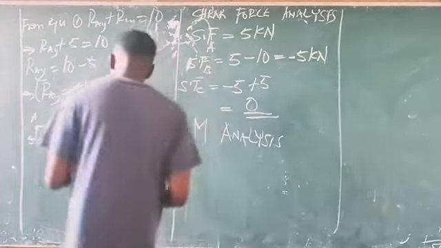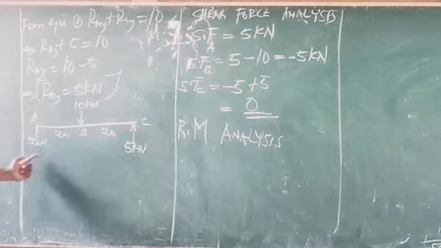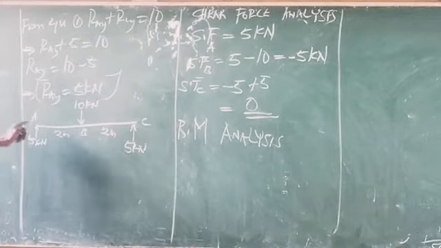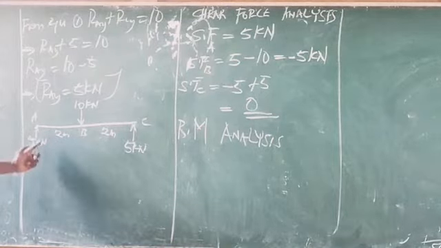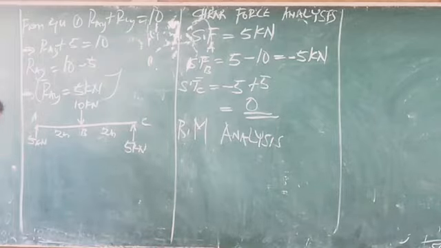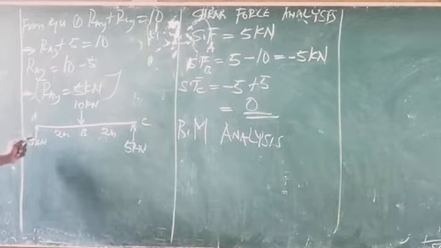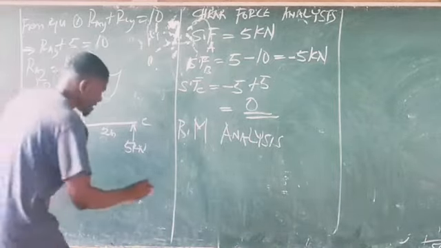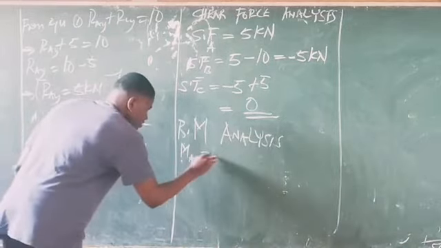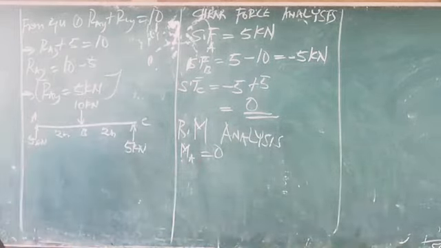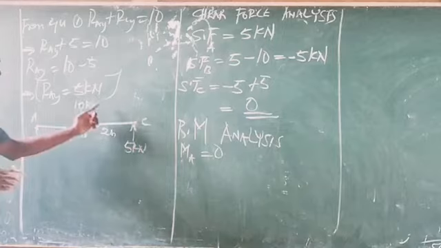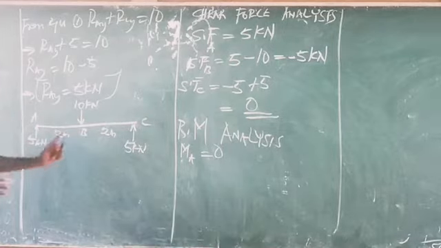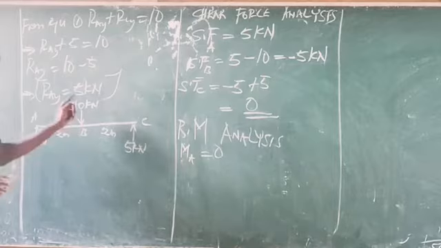Alright. At point A, we have a 5 kilonewtons force. The moment of this force about point A is 0, because the moment of the force about a point is 0 when there is no distance. So the moment of the 5 kilonewtons force about point A is also 0, because there is no distance between the 5 kilonewtons force and point A. So the distance between them is 0. So 5 times 0 gives us 0. So moment at point A is equal to 0. Take note. Alright? At point B, the same thing happens. At point B, the moment of the 10 kilonewtons force at point B is 0, because 10 is just at point B and there is no distance between 10 and point B.